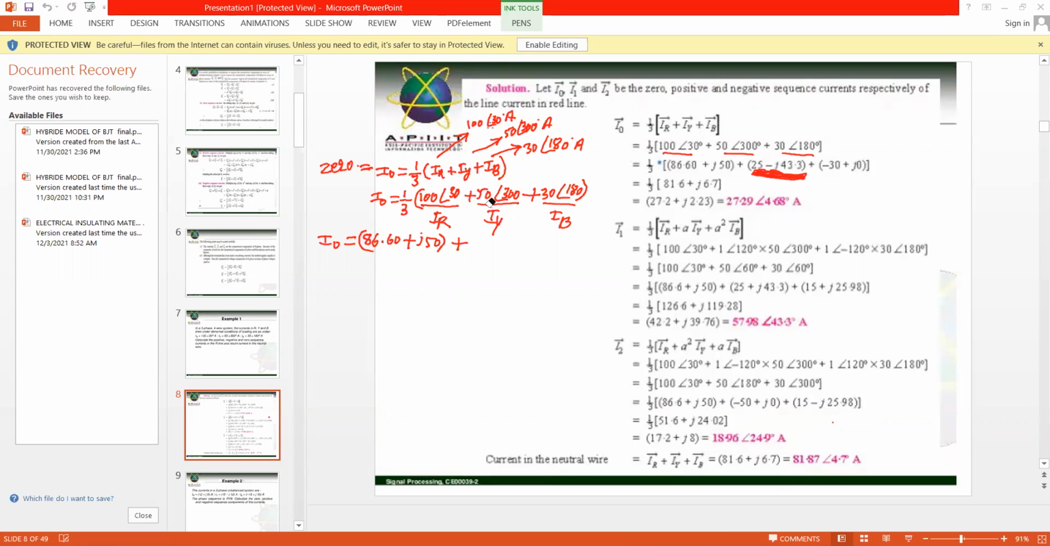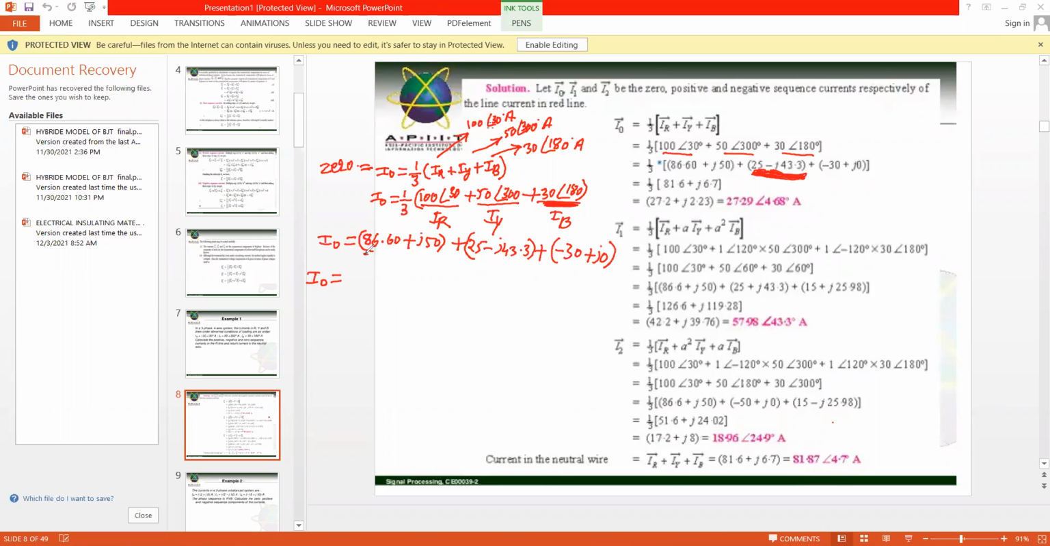So after getting the conversion of 50 ampere at an angle of 300, we get here 25 minus j43.3, bracket close, plus now the conversion of 30 ampere at an angle of 180 degree. 30 ampere at an angle of 180 degree. So in bracket, minus 30 plus j0.